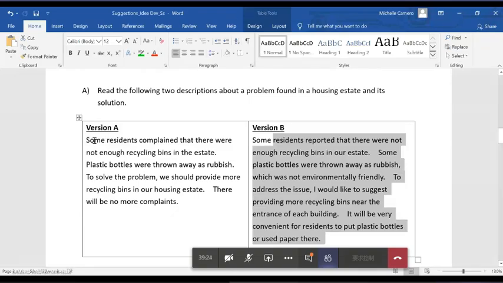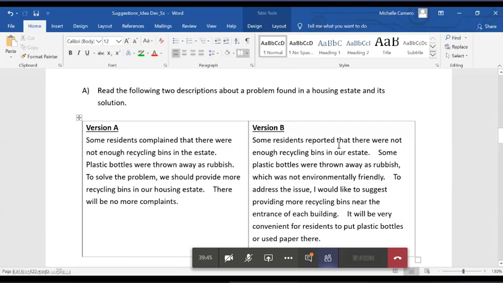So for A, it has some residents complained that there were not enough recycling bins in the estate. Plastic bottles were thrown away as rubbish. To solve the problems, we should provide more recycling bins in our housing estate. There will be no more complaints. Okay, you've done all the criteria for the end of module assignment. It's okay, but now we'll compare it to version B.